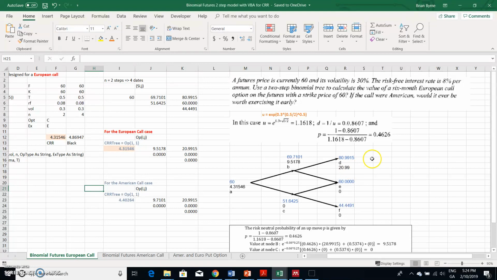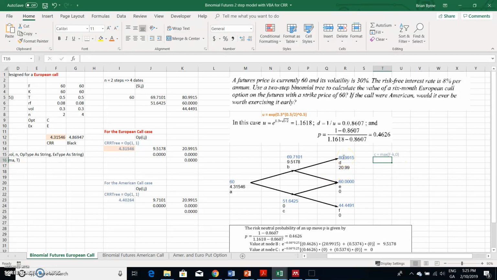To get the terminal option price, basically we can say that the value of the call at expiration is equal to the maximum of the futures price minus the exercise price, so the futures minus K, or 0. So whichever is maximum. In other words, we never get a negative value.